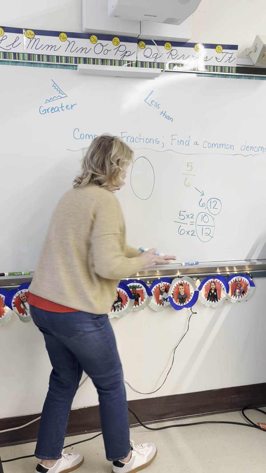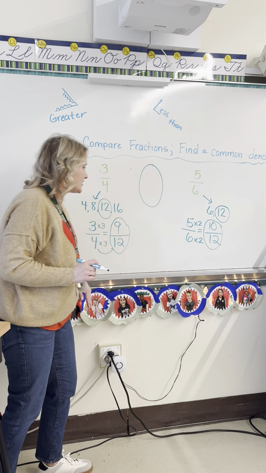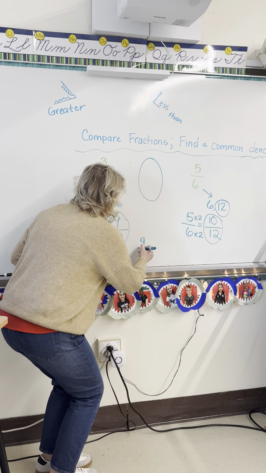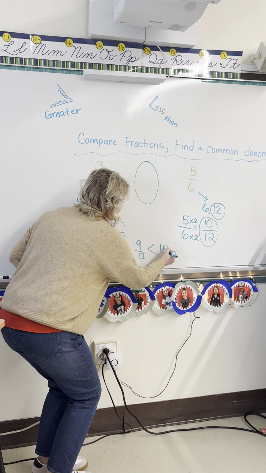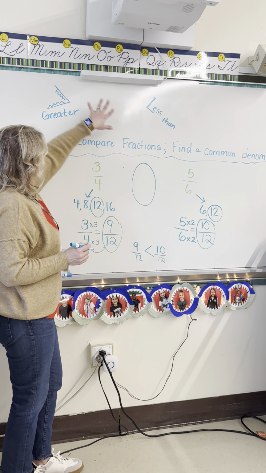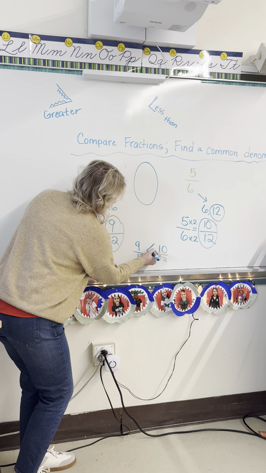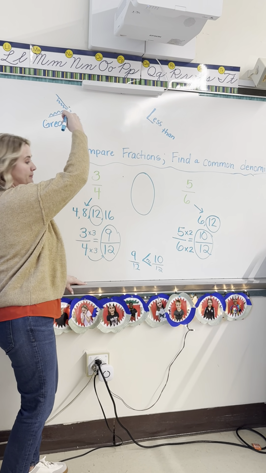So now, last step, we're going to rewrite these two new fractions and figure out which inequality makes this true. So 9/12 is going to be less than 10/12. I also told the kiddos, if you're confused with inequalities, greater than and less than, it's almost a sideways L for less, and greater than, the teeth are eating the bigger number.